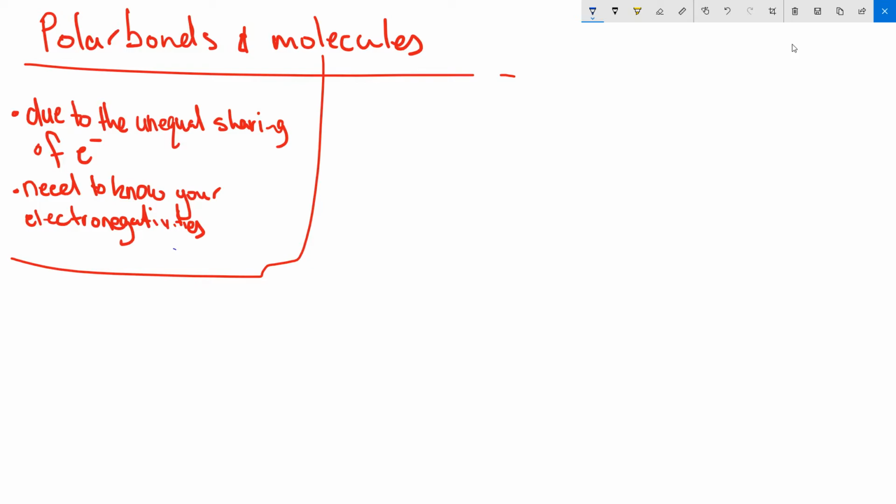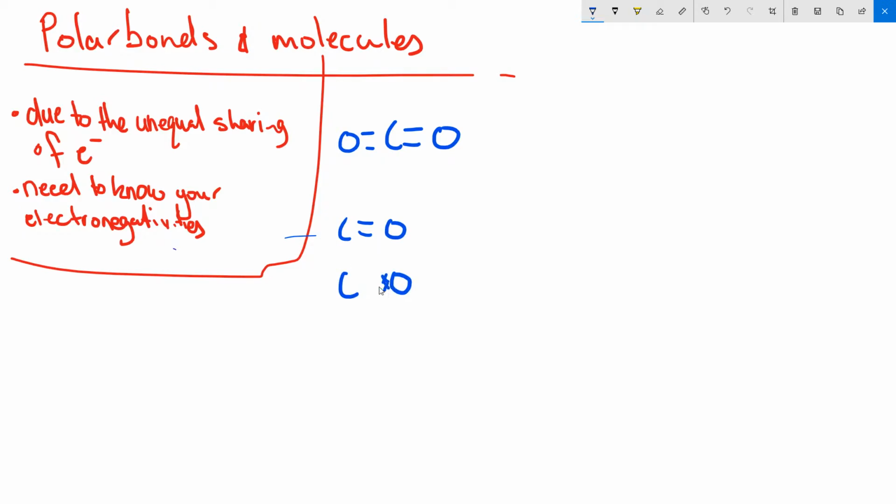Okay, so today, girls, what we're going to do is look at polar bonds and polar molecules. A few key points that you need to know is that a polar bond results due to the unequal sharing of electrons. So if we look at, say, carbon dioxide, which has a double bond to each oxygen atom, in each covalent bond there is an unequal sharing of electrons.